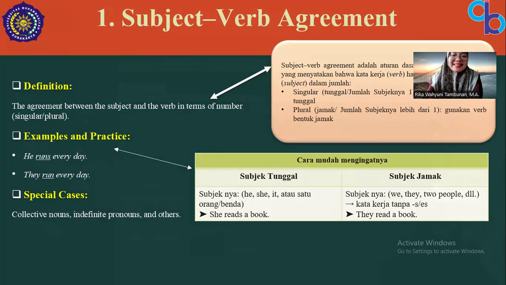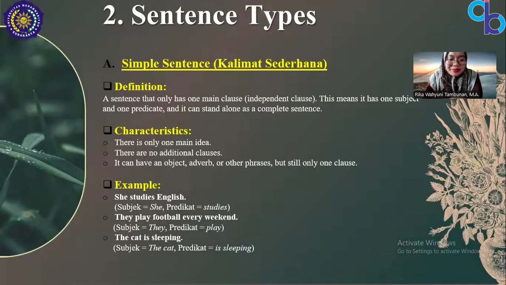Okay, next we go to the simple sentence. Okay, now let's talk about simple sentence. Raise your hand if you think you can make a simple sentence in English. Okay, nice. Okay, so we go to the definitions. A simple sentence has only one subject and one verb, just one complete idea. It can have an object or an adverb, but it's still only one clause.